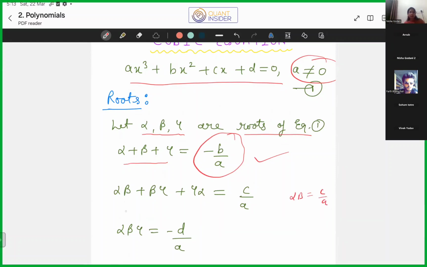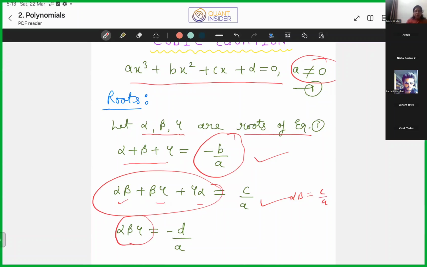But here, if you take the product of two roots alpha beta, there is another root gamma also. So this is beta gamma, and another one is gamma alpha. If you take the product of any two roots and add them all, alpha beta plus beta gamma plus gamma alpha, this whole term is equal to c by a. Then the product of all three roots, alpha beta gamma, is minus d by a.